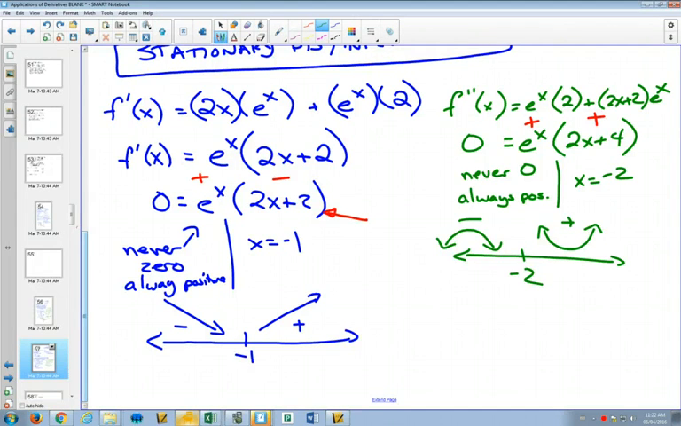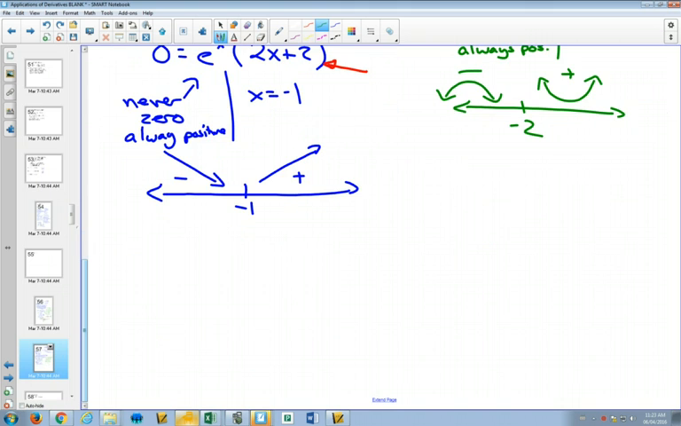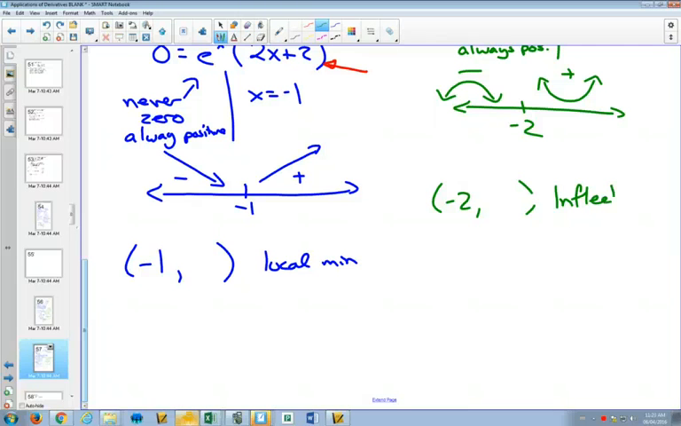So what do we have? We found out that at -1 we have a local minimum, and we found out at -2 we have an inflection point. So if we want to write out the coordinates of those points, -1 comma something is going to be a local minimum, and -2 comma something is going to be an inflection point. How do we find the y-coordinate of a point on our actual graph?